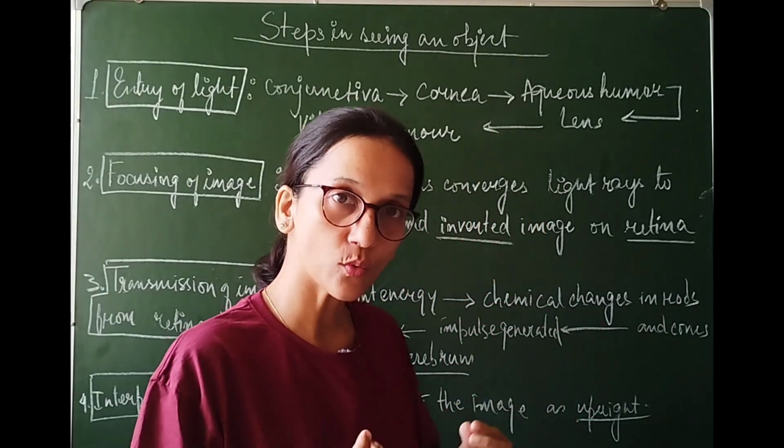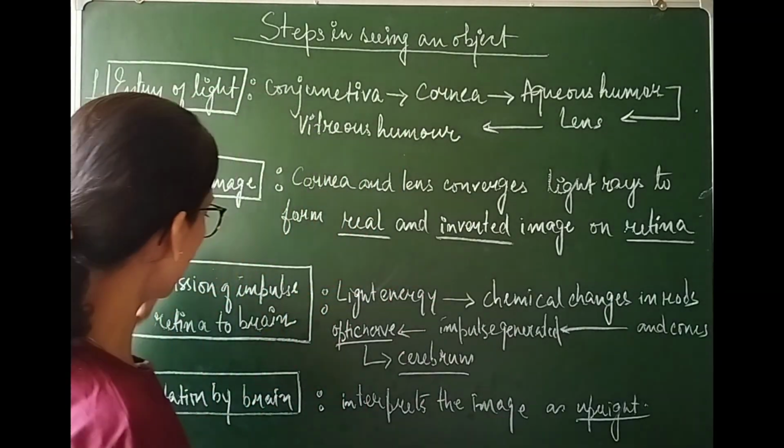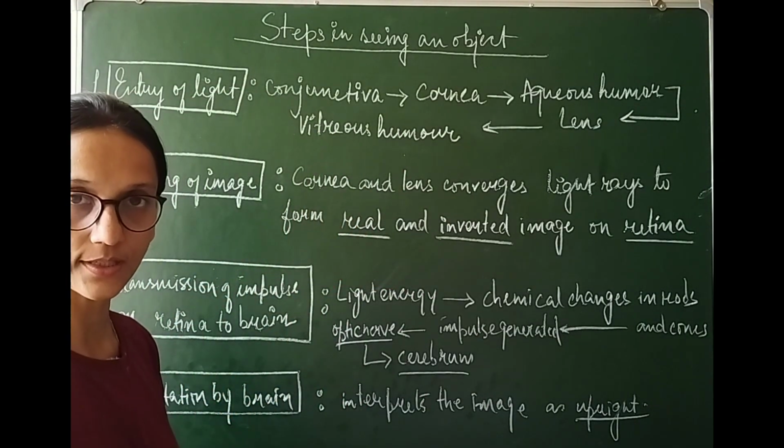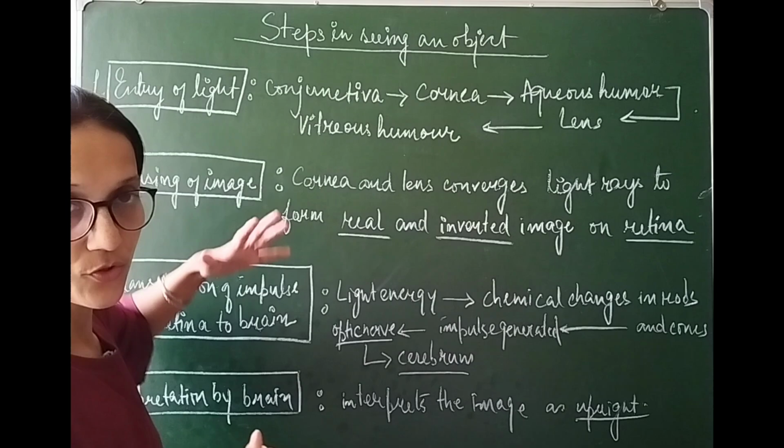So to understand how we can see objects, I have divided this into 4 subparts or 4 steps, you can say. Now the first thing is the entry of the light.